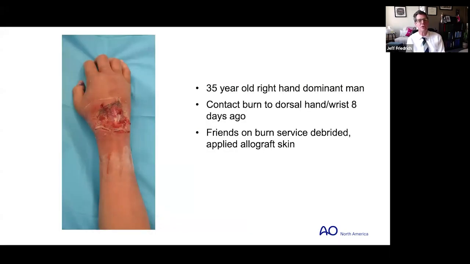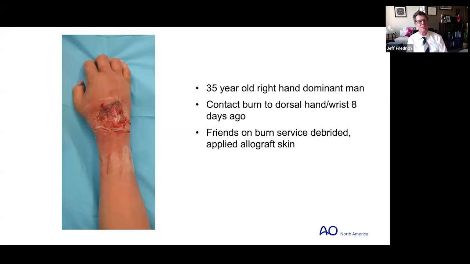So this patient is a 35-year-old right-hand dominant man. He suffered a contact burn to his dorsal hand and wrist about 8 days ago, so just over a week. And our friends on our burn surgery service debrided the full thickness burn down to extensor tendons, and there is extensor paratenon lost and maybe a little bit of extensor retinaculum, although difficult to tell.